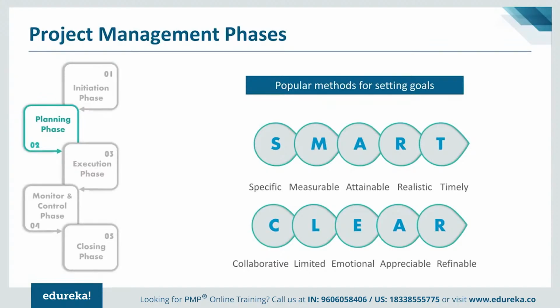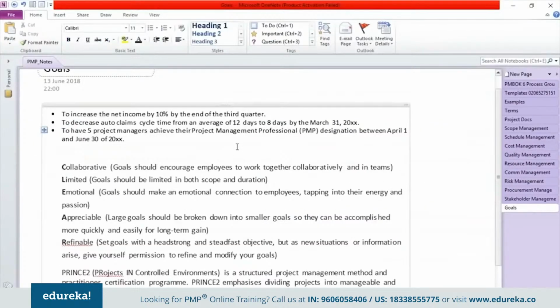Similarly, when you work on a goal, it should also be collaborative. It shouldn't happen that there is a goal, but people can't really relate to that. We should be able to get everybody, all the team, along. Limited, emotional, appreciable, refinable. Let's take a couple of examples so that we'll be able to relate to this. Now, there are certain examples here. These are a bit specific examples. To increase the net income by 10% by the end of third quarter 2018, for example.